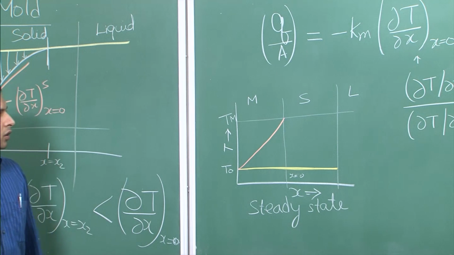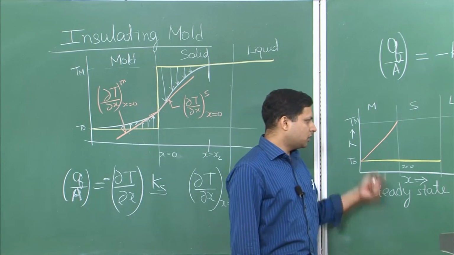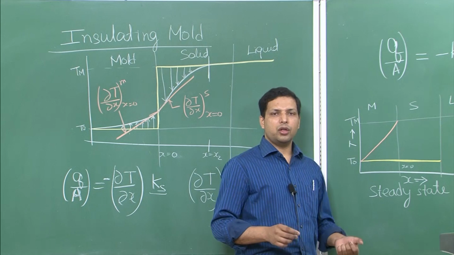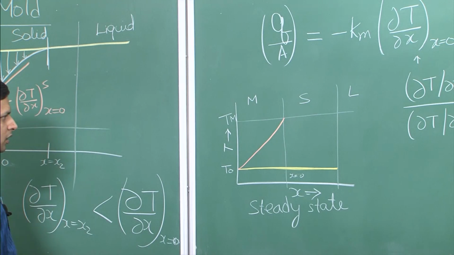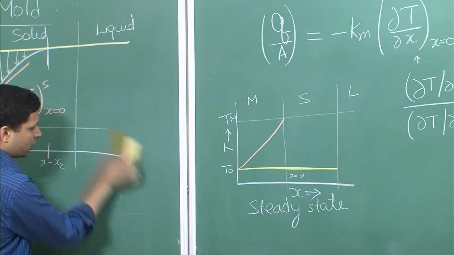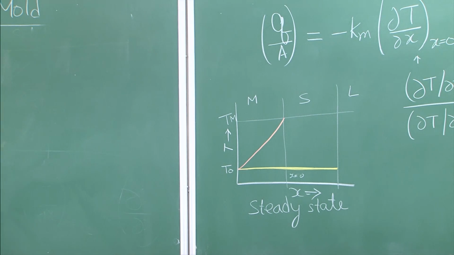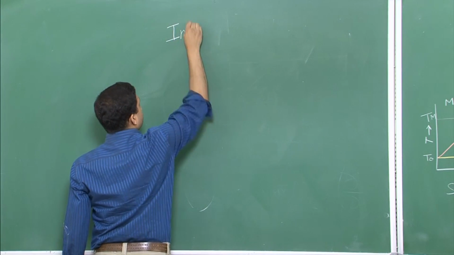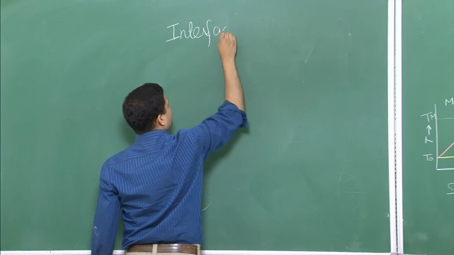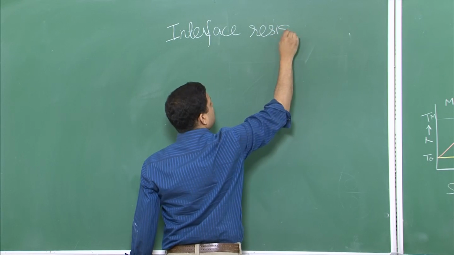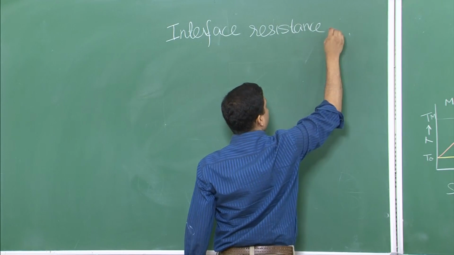So we have learnt enough about these temperature profiles, it's time to move on to another case. Earlier we were talking about the insulating mold condition with a semi-infinite mold. That was one simplification that we were talking about. Now we need to talk about another case, which is interface resistance controlled solidification.